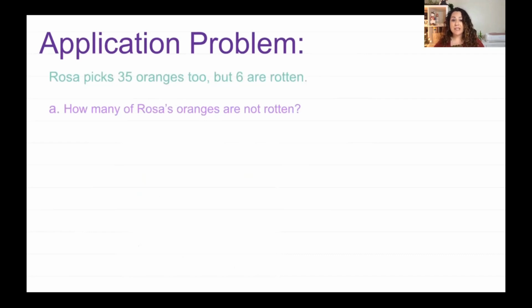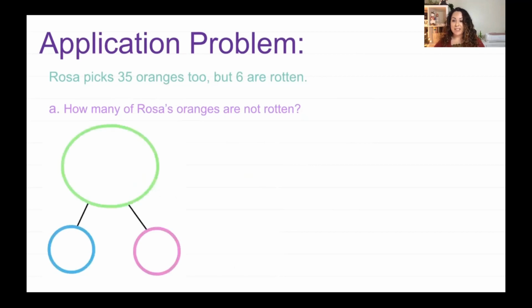Now Rosa picks 35 oranges too, but 6 are rotten. How many of Rosa's oranges are not rotten? Well, when I have my number bond, you can see my number bond is going up and down now. I have 35 as my whole, and now I have 6 as one part. So what is my other part? Now, this isn't as easy as 35 take away 5. So let's do some thinking here. Here's my number sentence: 35 take away 6.